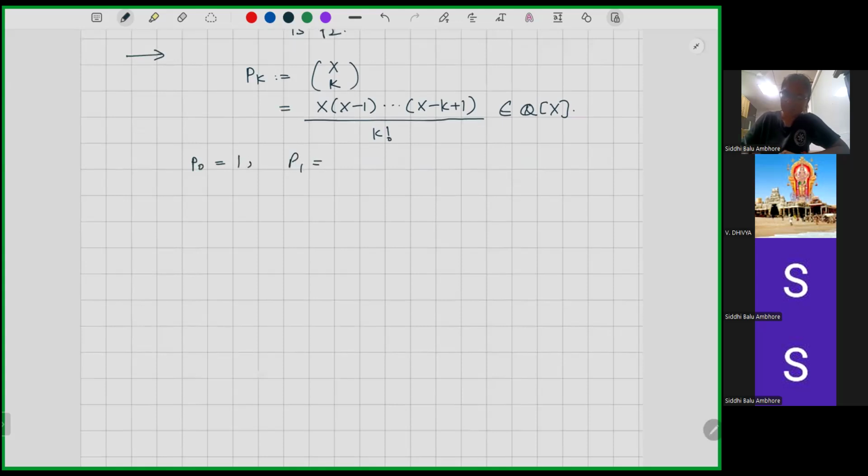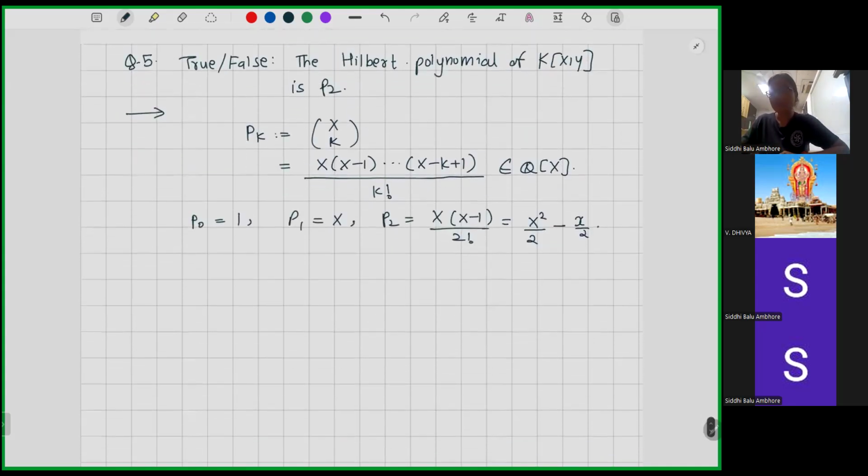So P0 will be my 1. Sorry, P1 will be what? Just this x. And P2 will be this x into x minus 1 by 2 factorial, which is x square by 2 minus x by 2, and so on. So PIs are of this form. So what is the Hilbert function? We are asked, so what is the Hilbert polynomial? To understand Hilbert polynomial, we actually need to know what is Hilbert function.